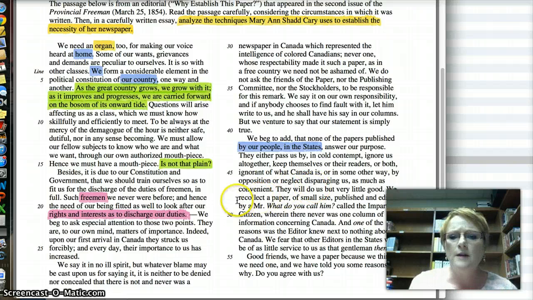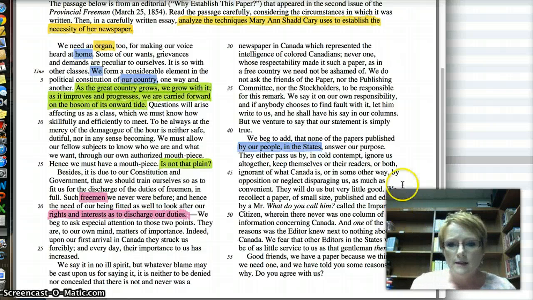We recollect a paper of small size, published and edited by Mr. What do you call him? Called the Impartial Citizen, wherein there never was one column of information concerning Canada. And one of the reasons was the editor knew next to nothing about Canada. We fear that other editors in the States will be of as little service to us as that gentleman then was. Good friends, we have a paper because we think we need one, and we have told you some reasons why. Do you agree with us?